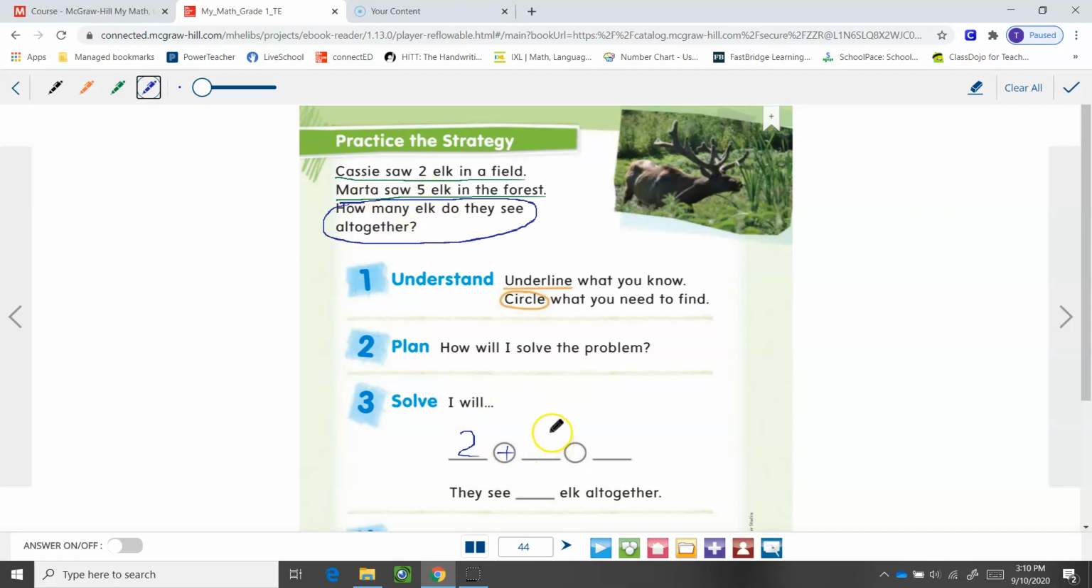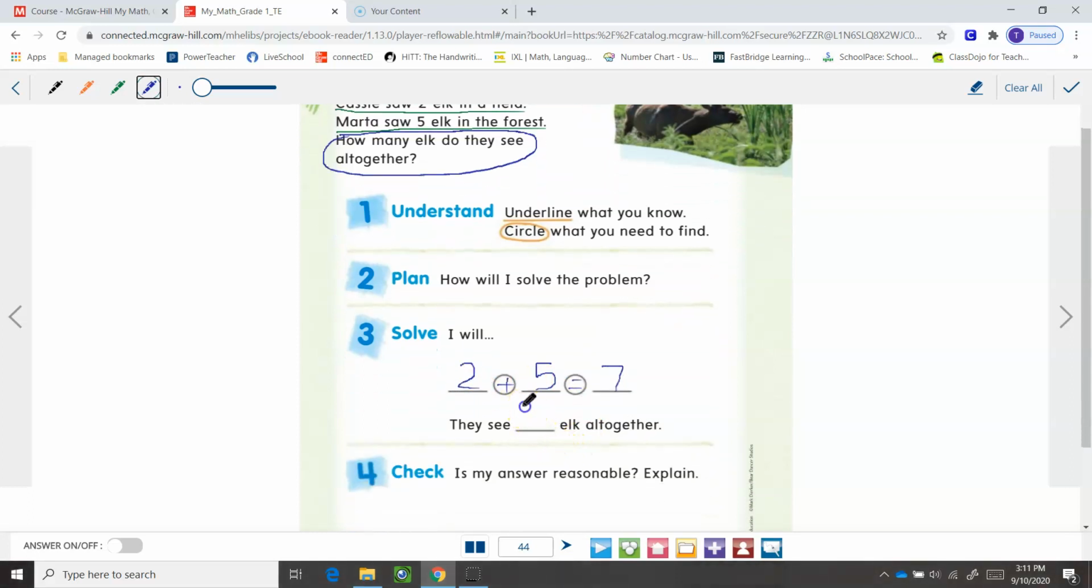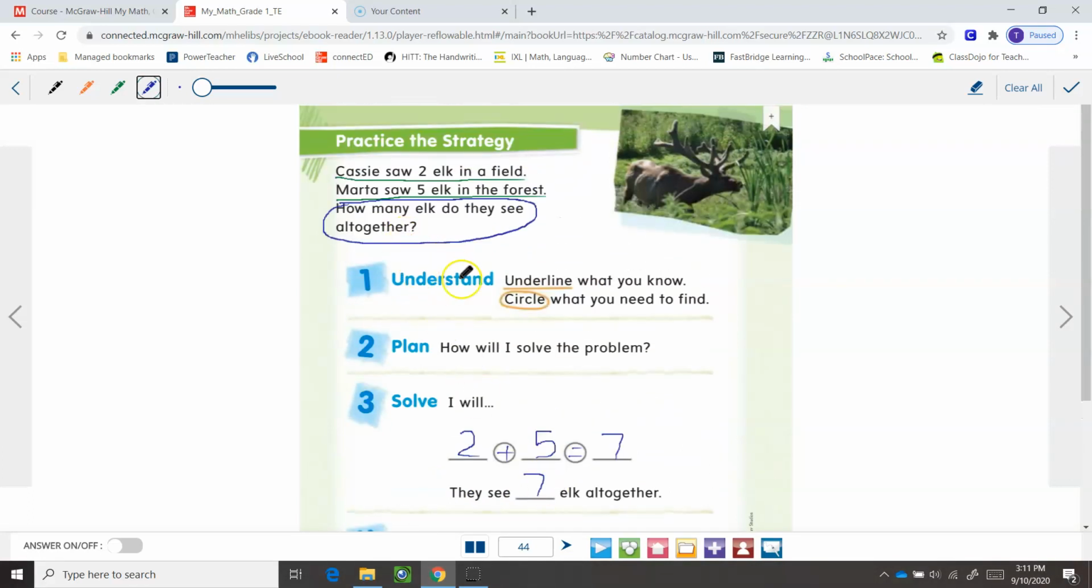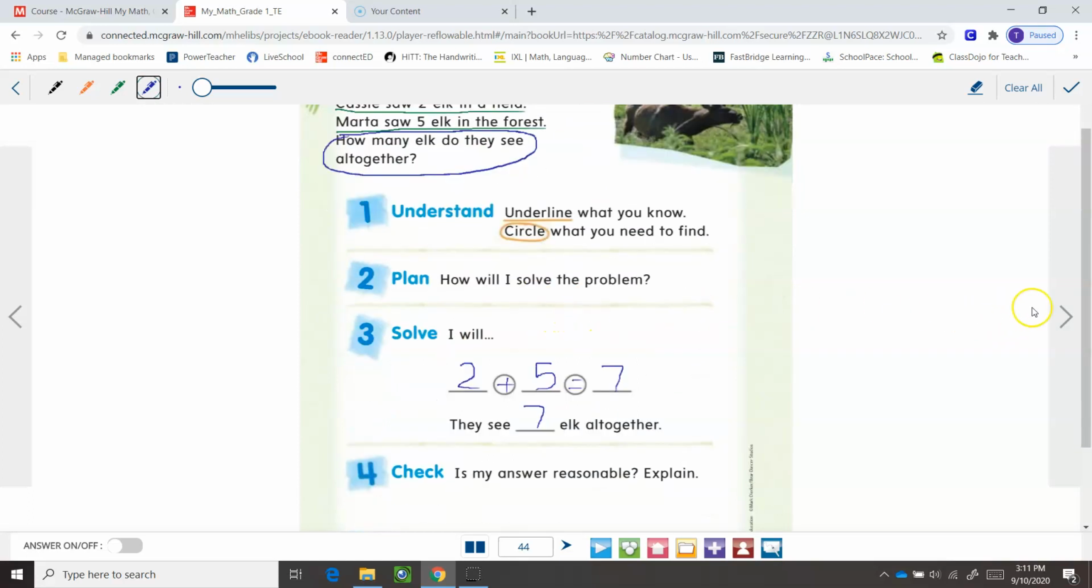Martha saw 5 elk, so I add my 5 elk to it, and is equal to, and I add those together. When I add 2 numbers together, I can start with any of them. So I like to start with the bigger number. I start 5, 6, 7. So my answer is 7. So I know that they saw 7 elk altogether. Does that make sense? Is that a reasonable answer? Yes. If my answer becomes a bigger number, it becomes unreasonable. So I know it does work.